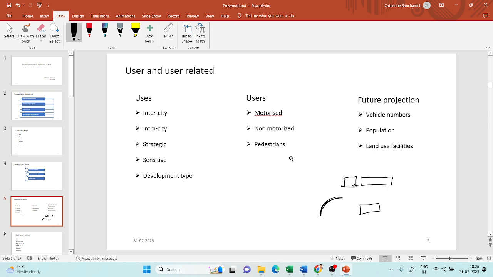So if the number of users is going to increase, then my land for laying the pavement also has to be acquired in such a way that it can account for the future traffic. So in that way, the geometric design factors such as vehicle number and population will be considered.